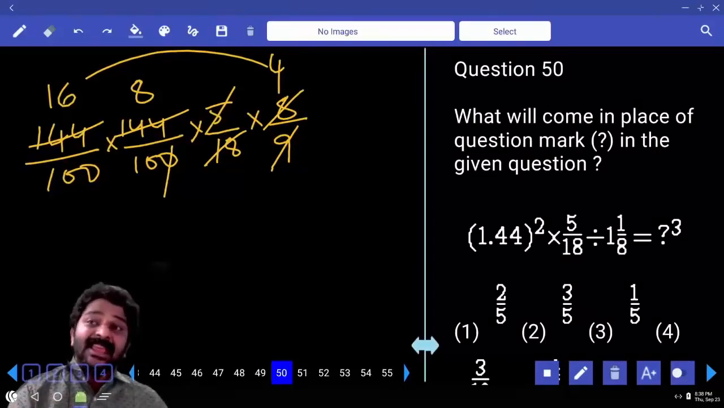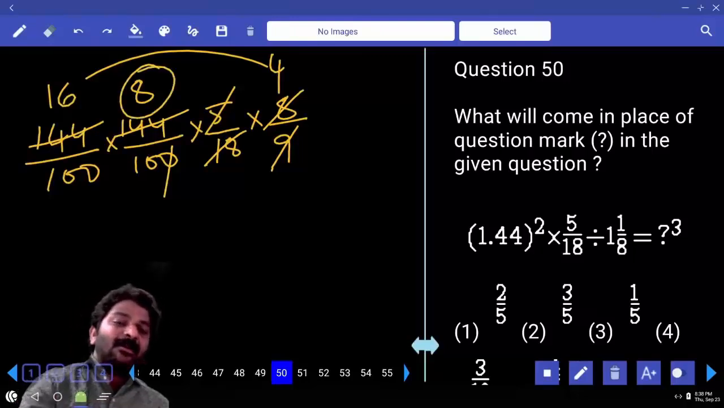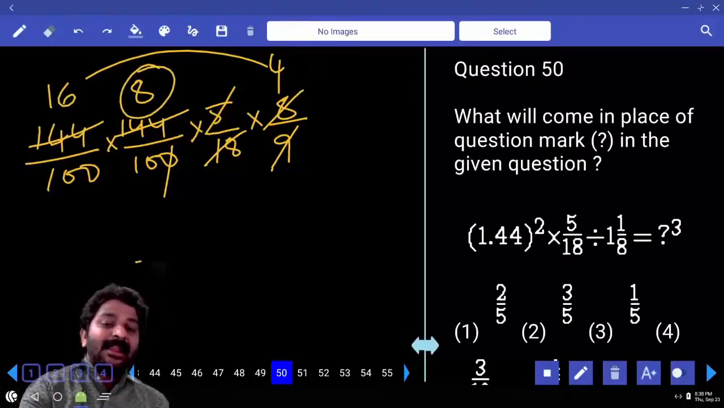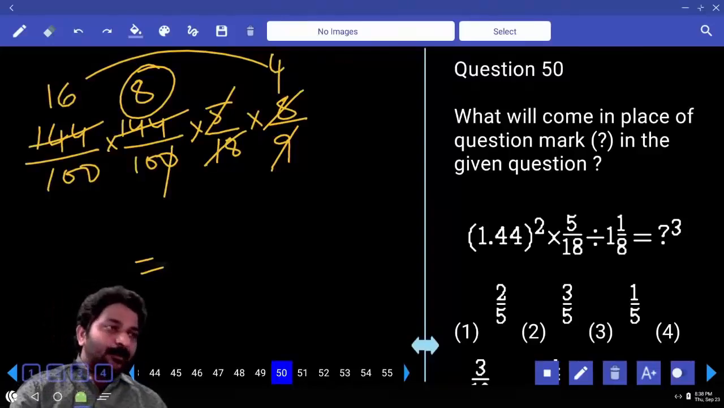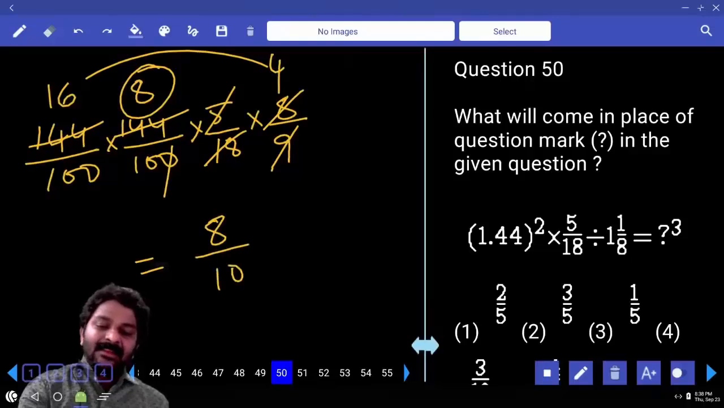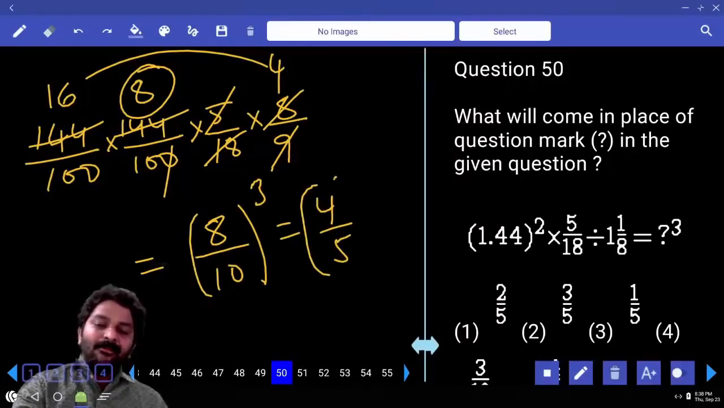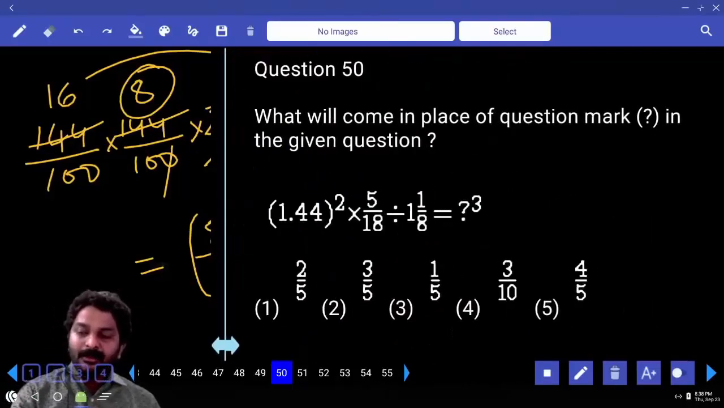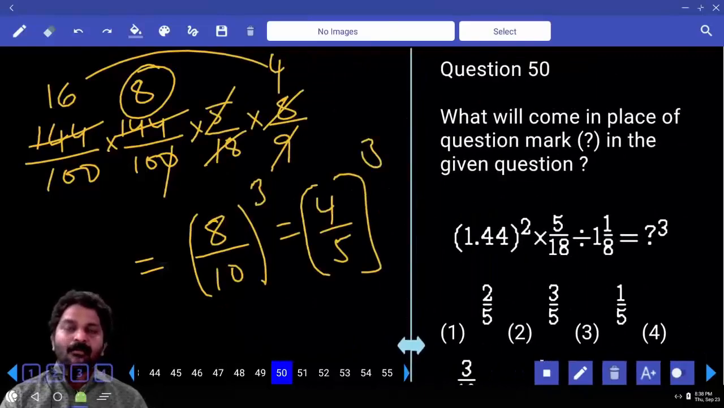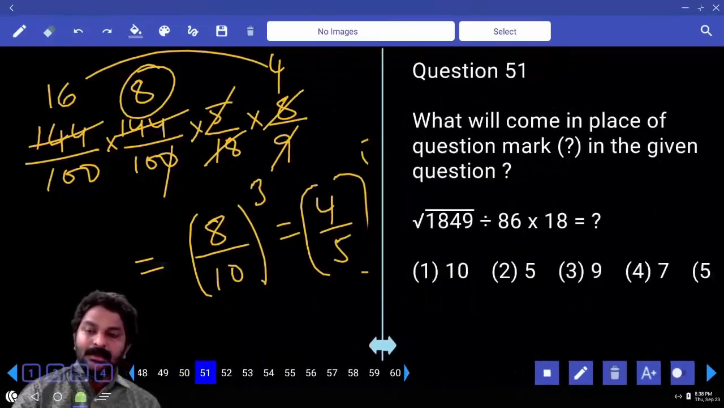64 can be written as 8 square. Also one more 8 we have. That is numerator 8 cube. And denominator we have 1000. That is 10 cube. So total answer 8 by 10 whole cube, which is equal to simplified form 4 by 5 whole cube. Answer 4 by 5. 4 by 5 fifth option. Next.